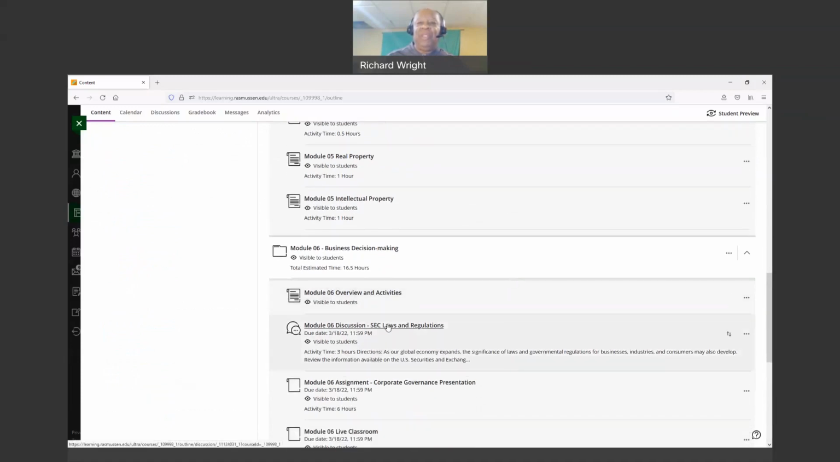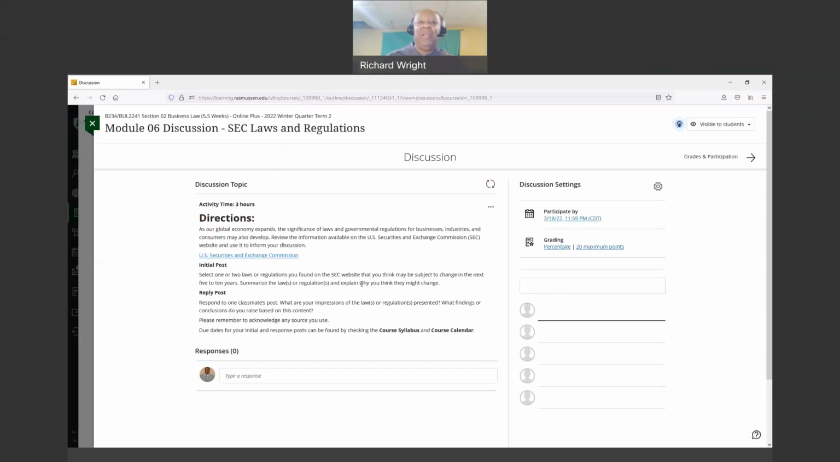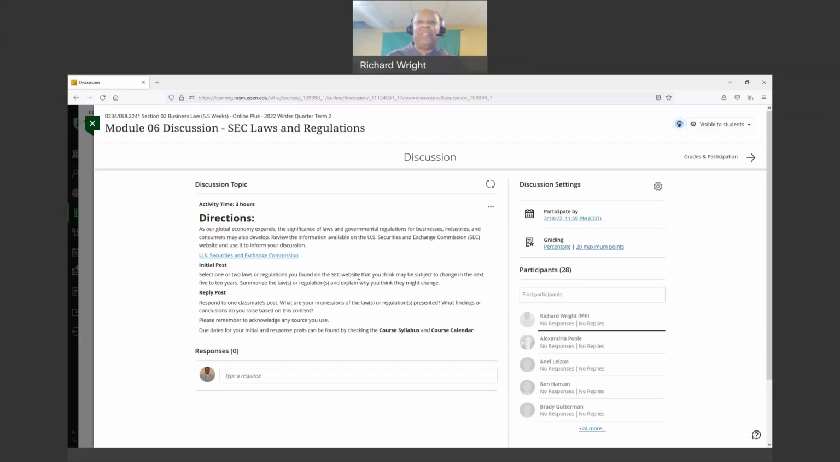So you have your discussion assignment dealing with the SEC, Securities and Exchange Commission, which regulates stock. In your initial post, select one or two laws relating to what's found on the Securities and Exchange Commission website. There it is right there. If you click on that, summarize the laws and explain why you think they might change.